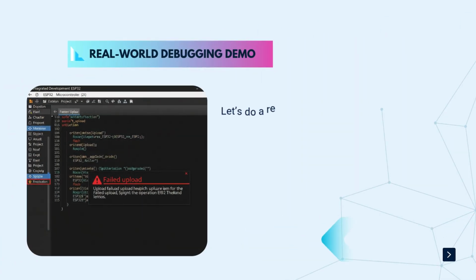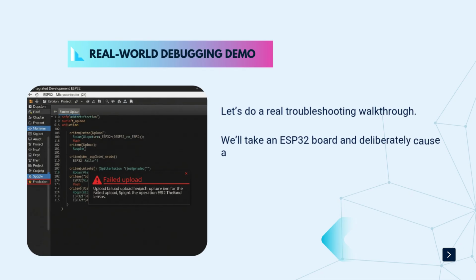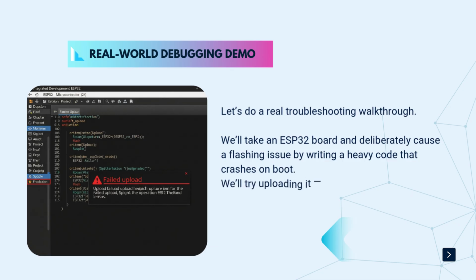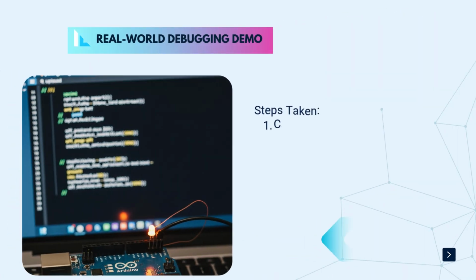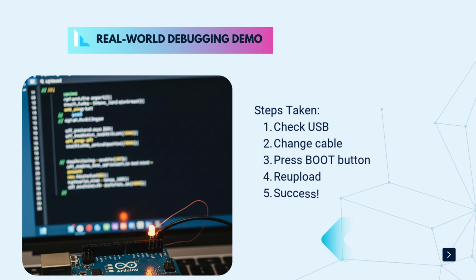Let's do a real troubleshooting walkthrough. We'll take an ESP32 board and deliberately cause a flashing issue by writing a heavy code that crashes on boot. We'll try uploading it. As expected, the upload fails and the board goes into a reset loop. Now, step by step. First, we press and hold boot during upload. Success. We open the serial monitor and notice the board is stuck in a boot loop. We fix the code, reduce Wi-Fi startup delay, and re-upload.